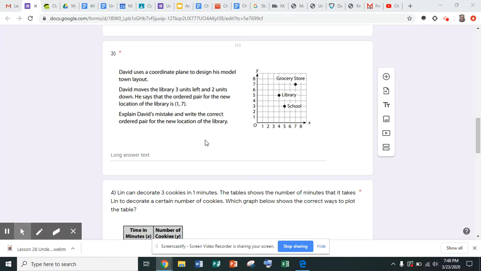So you're going to do two things for this problem. You're going to explain to us what David did wrong, and then you're going to write the new ordered pair for the library if he moves 3 units to the left and 2 units down.